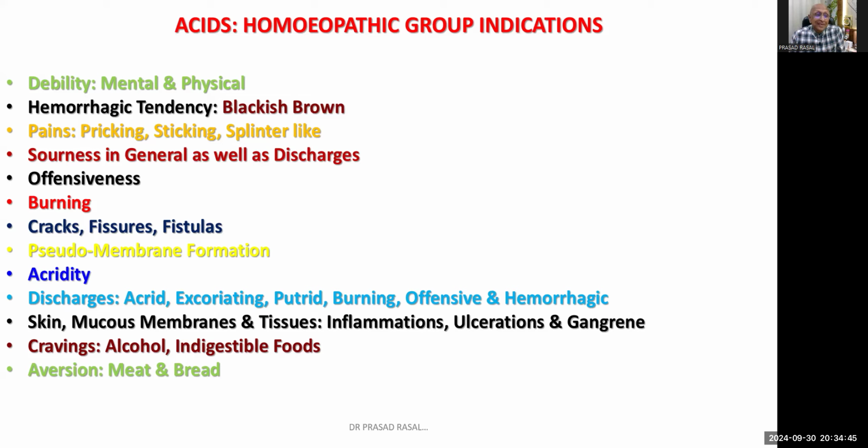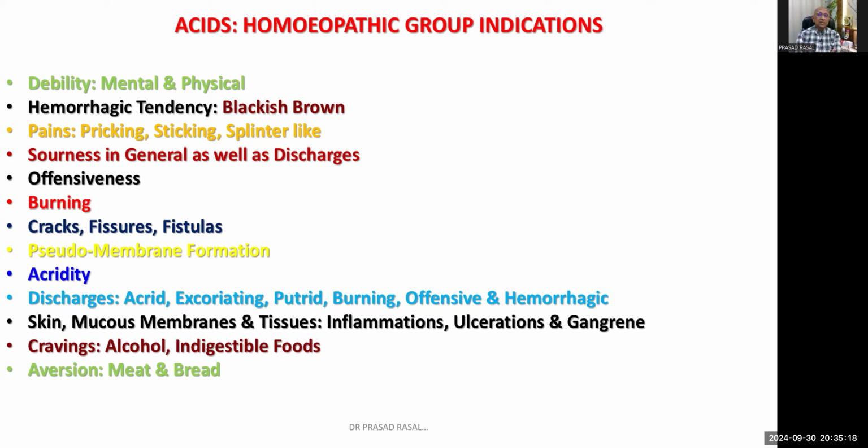They get frustrated because of it. So that is a very important characteristic of the acid group. First is debility, the mental as well as physical. You open the nitric acid, there is a debility. You open the phosphoric acid, there is a debility. Everywhere you can catch all those things, and those are very, very essential to know. These things exactly guide you to where the debility is.